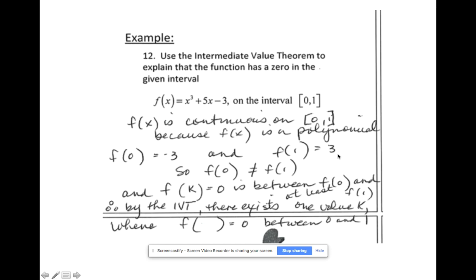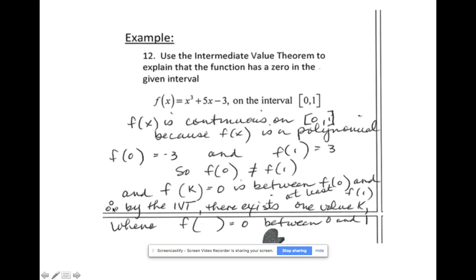So if I'm looking for a 0, in other words, that f of a number gives me a 0, well, first of all, sorry, let me make sure I'm showing that f of 0 is not the same as f of 1. Okay, the number has changed. Those values have changed. So f of k, and I'm just introducing a random variable called k, equal to 0, has to be in between because somewhere this one went from negative 3 to 3 on the y-axis, so we had to have gone through a 0 somewhere.